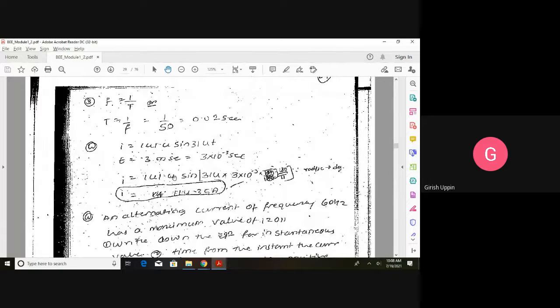So t is 3 millisecond, I is 141.4 sin of 314 into 3 into 10 raised to minus 3. If you want to convert it to degrees, then you have to multiply this with 180 divided by pi. Otherwise, it is in radians. You get the value as 114.35 amperes. And make sure whatever value you calculate does not exceed this peak value, right? The sine of any angle has a maximum value of 1 and a minimum value of minus 1.